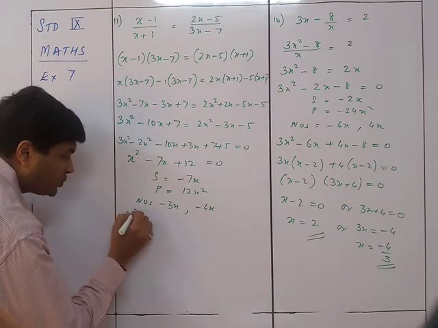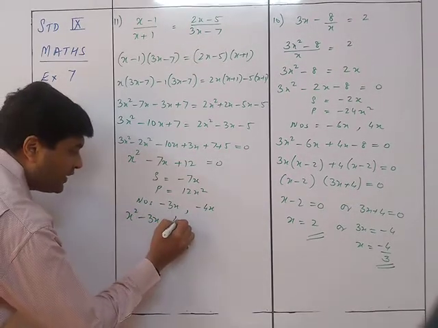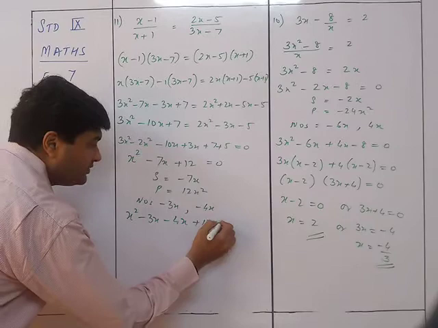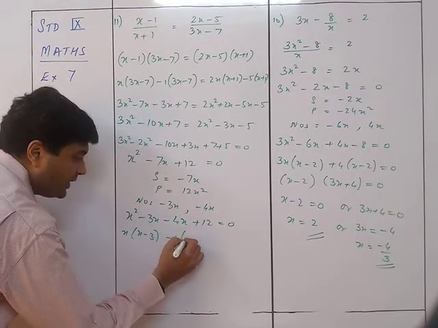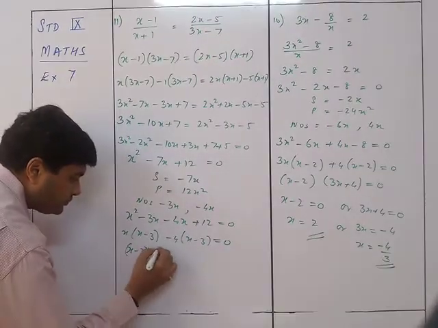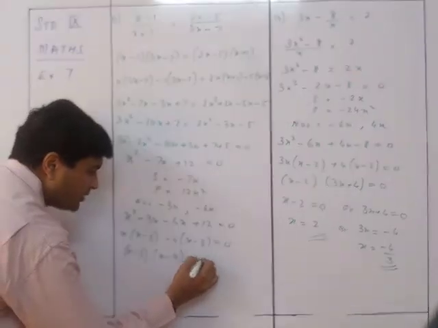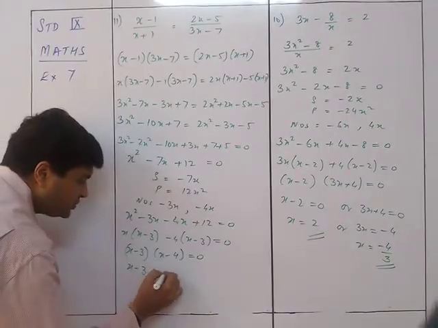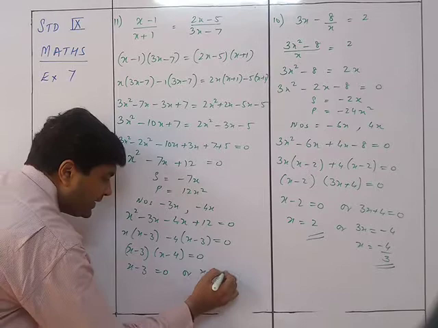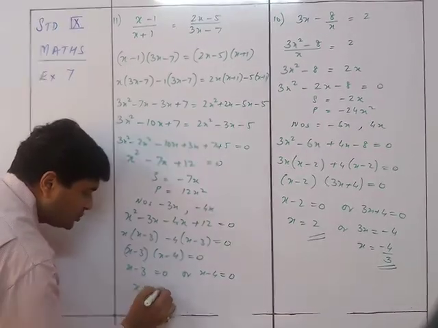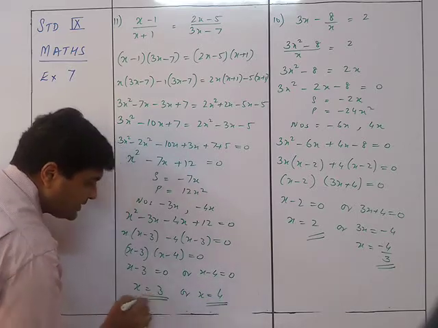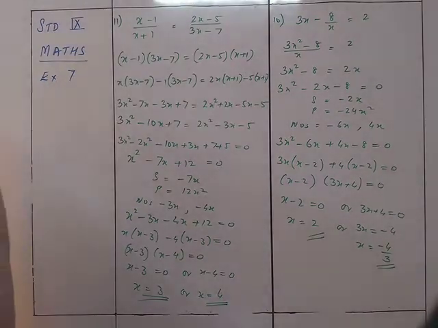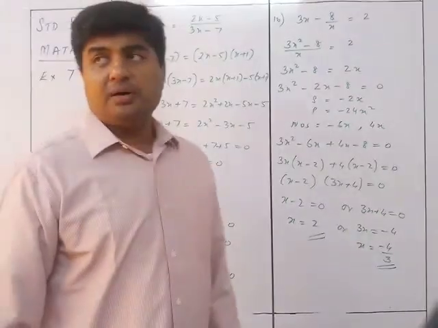So that gives me x square minus 3x minus 4x plus 12 is equal to 0. So x common, x minus 3, minus 4, x minus 3 is equal to 0. X minus 3, x minus 4 is equal to 0. So x minus 3 is equal to 0 or x minus 4 is equal to 0. So x is equal to 3 or x is equal to 4. That's the given answer. That's the required answer for sum number 11.